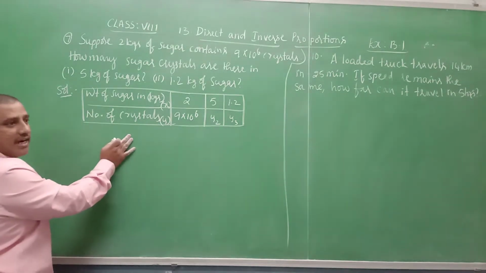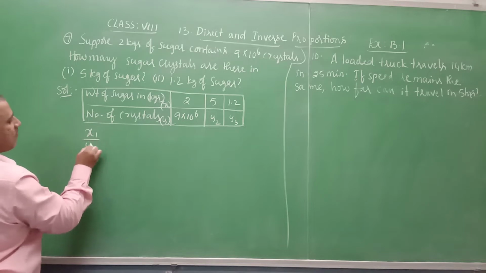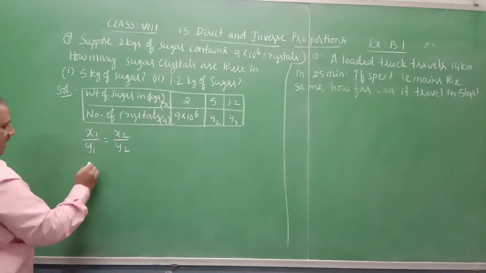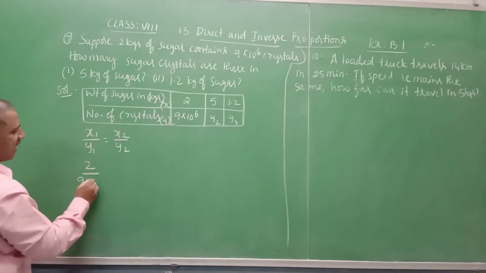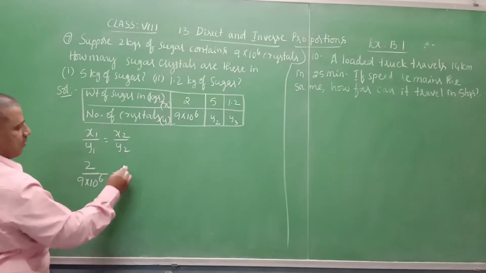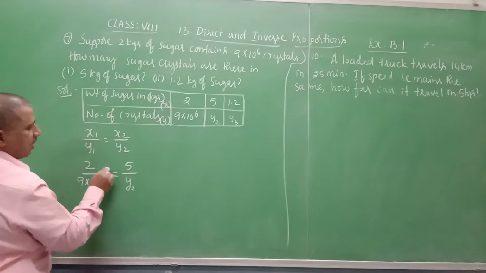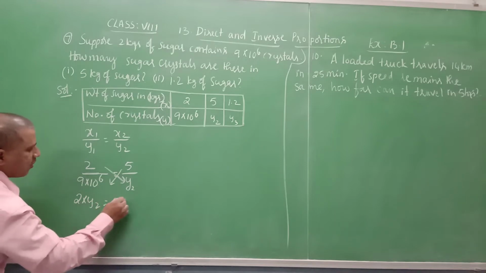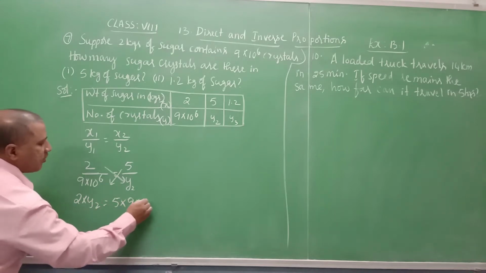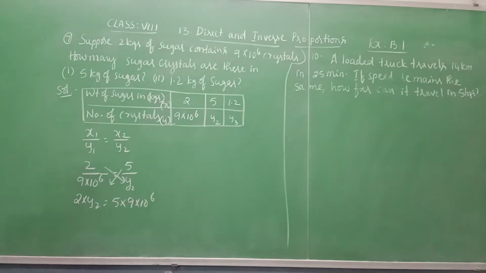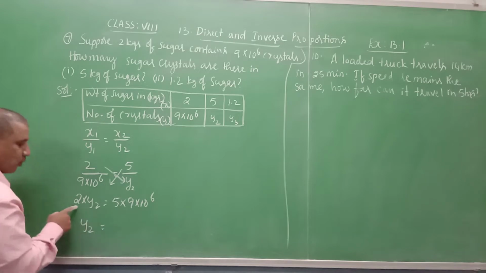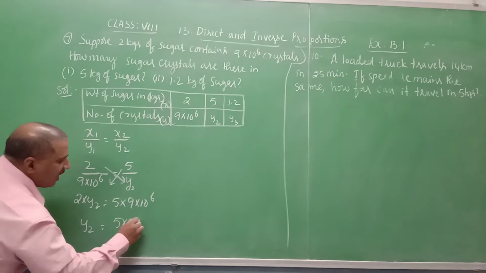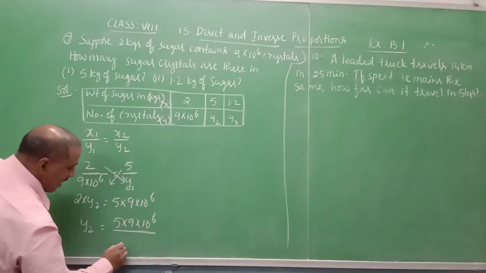As this condition is in direct proportion, the formula is x1 by y1 is equal to x2 by y2. Now substitute those values. x1 is 2 divided by y1, which is 9 into 10 to the power of 6, is equal to 5 divided by y2. Now by cross multiplication, 2 into y2 is equal to 5 into 9 into 10 to the power of 6 crystals. Now 2 is multiplied with y2, therefore we transpose it to the RHS and divide. That is 5 into 9 into 10 to the power of 6 divided by 2.